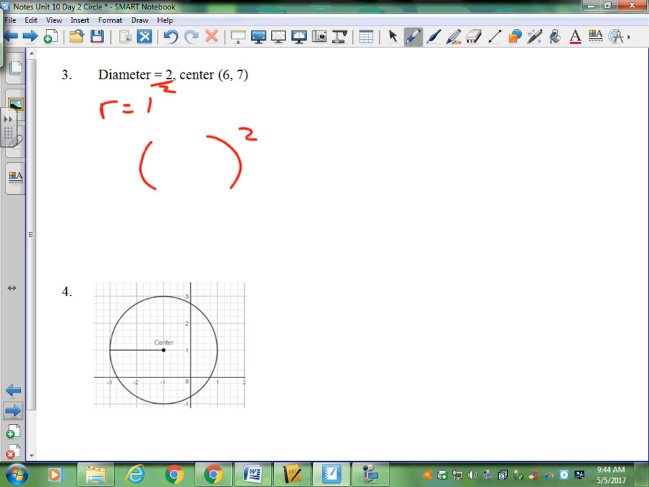So what goes in the first parentheses? Alright, what goes in the second parentheses? And when we take this radius and square it, it doesn't look much different, does it? Because 1 squared is 1. But we did square it.